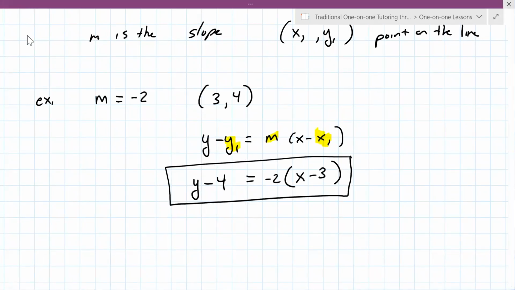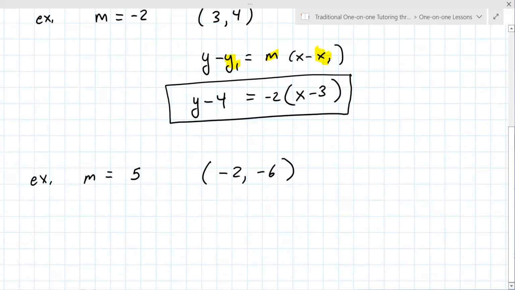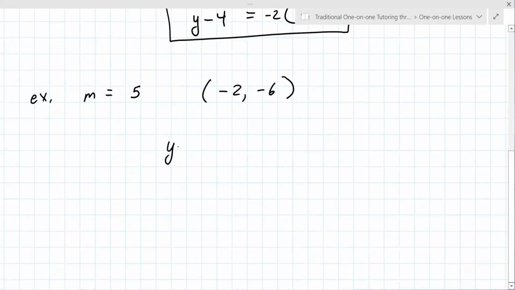So I was going to give you a couple more examples. So let's say the slope is 5 and the ordered pair is -2 comma -6. Okay. So again, you want to start by writing the point slope form of a line. All right. So now you substitute in for what you know, and you know that m is 5.